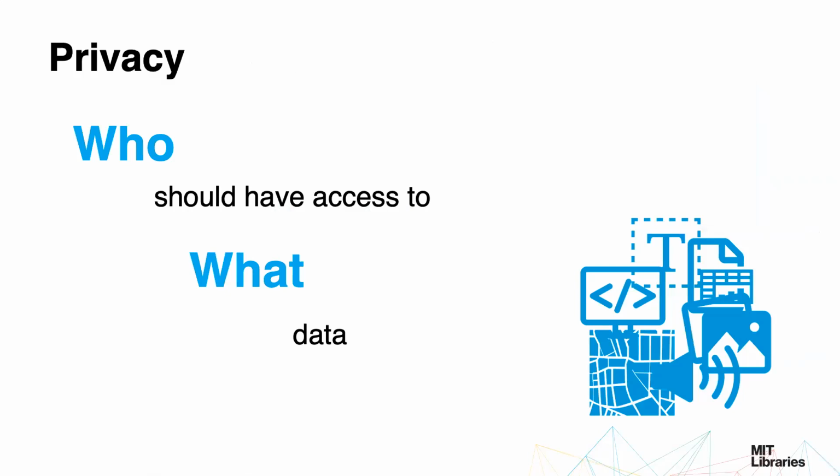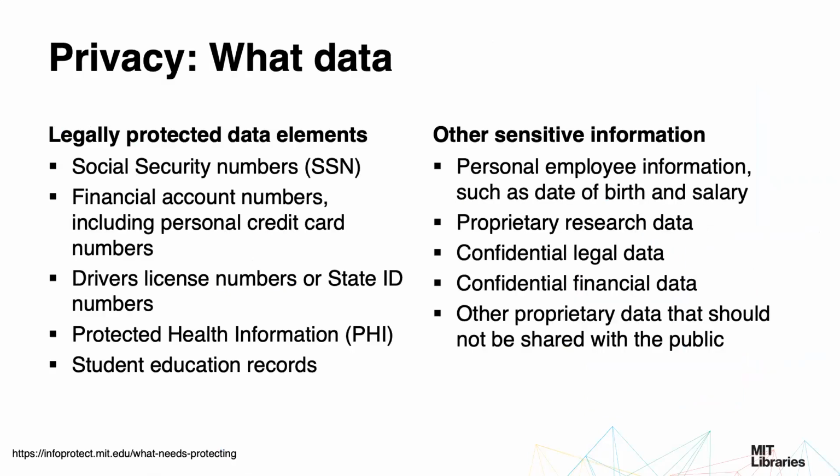So when we're talking about privacy, we covered who should have access, and to what data they should have that access. We already talked about all of these different things that might fall into that scope of data. And we're familiar with what the legally protected data elements are within the US context, right? We have social security numbers, personal health information, protected health information, personal identifiers, things like that. Along with that, we have other sensitive information that also needs to be protected.